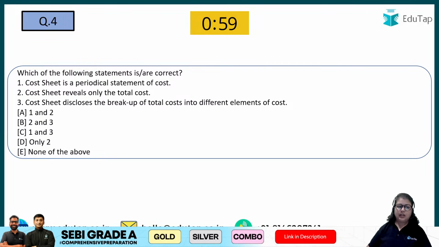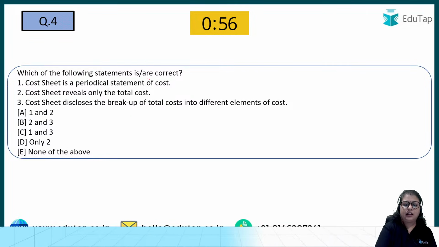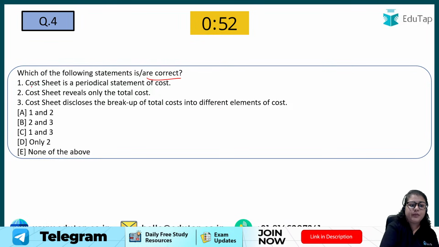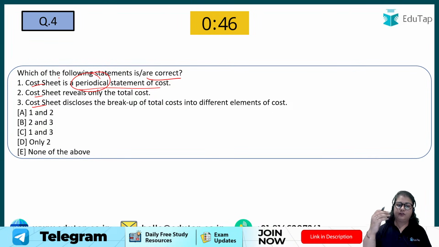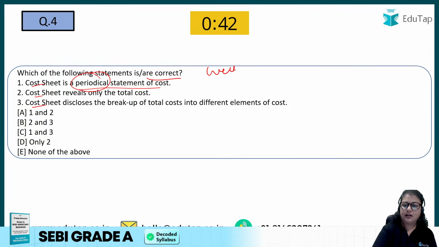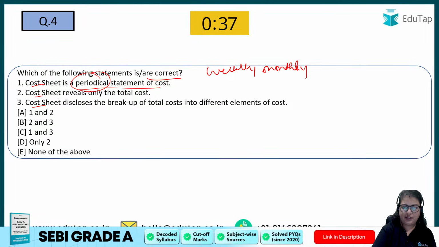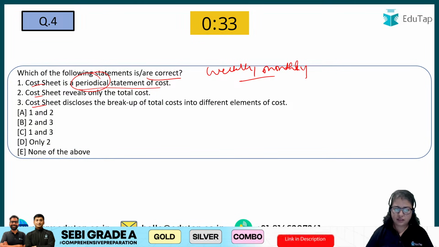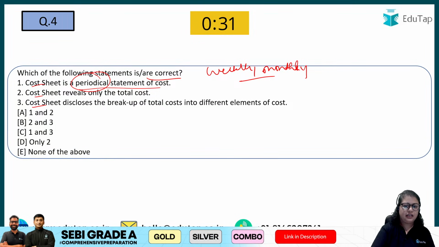Question number 4, which of the following statements are correct about the cost sheet? Can you see? So cost sheet is a periodical statement of cost. What do you understand by the word periodical? That means for every period we can make one. Yes, we can make a cost sheet weekly, okay, or monthly or yearly also. So mostly these are made for shorter periods. So weekly, monthly, quarterly, we can make a statement of cost. So hence this statement is correct.